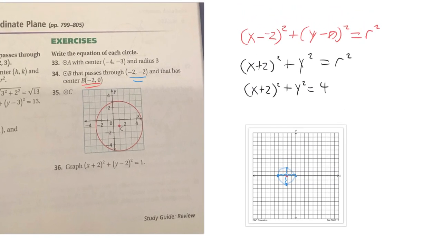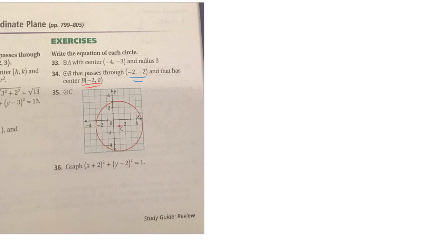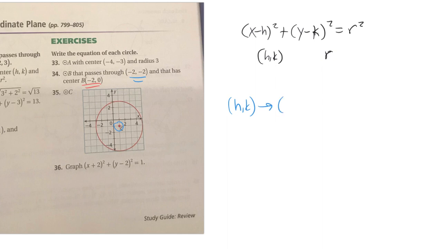With regards to problem number 35, circle C, we want the equation of that. Well, we know that the equation of any circle is what I said before, which is (x minus h) squared plus (y minus k) squared, and that's going to equal radius squared, where h comma k is the center and r is the radius. So we should find the center. The center is right there. Apparently h comma k looks like it's 1 comma negative 1, right?